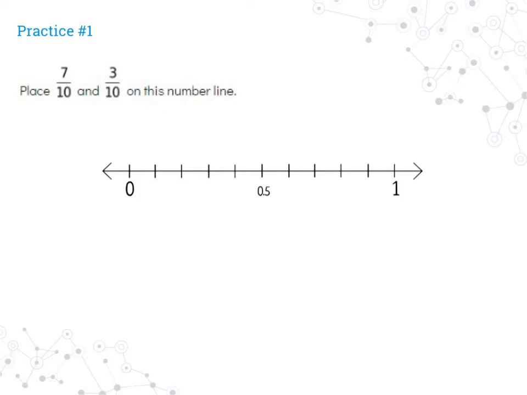Now, I did show you how long division can work, and you could use that way. But there also is probably another method that you might want to use. So I want you to go ahead and pause the video now, try the practice problem on your own, then press play again to see if you are right.